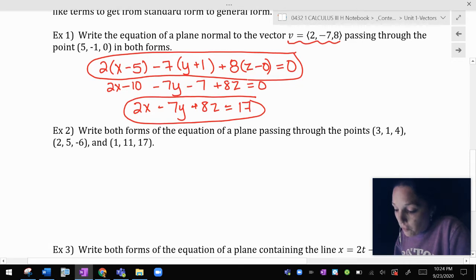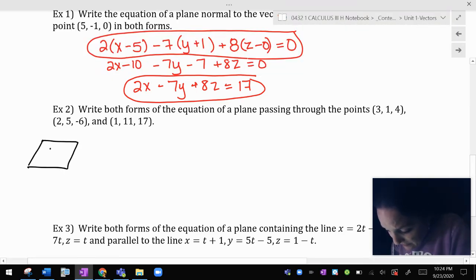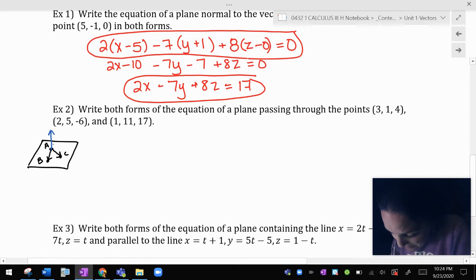All right. Write both forms of the equation of a plane passing through the points 3, 1, 4, 2, 5, -6, 1, 11, 17. Okay, they didn't give me much. They gave me the point, but I do not know anything about a vector that's perpendicular to this. But wait, perpendicular vectors. I get perpendicular vectors from cross products. So if I can make some cross products out of these 3 points, I'm good to go. Because if I think of a plane and it has these 3 points on them, let's call them A, B, and C. If I cross AB and AC, I will get vector n that is perpendicular to that plane.